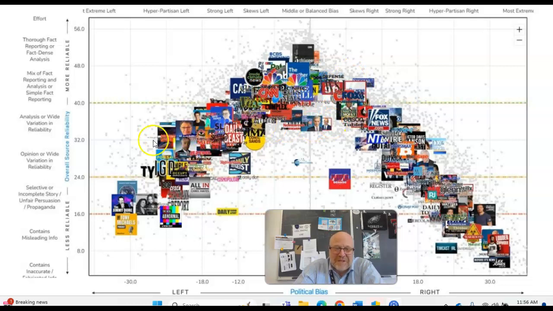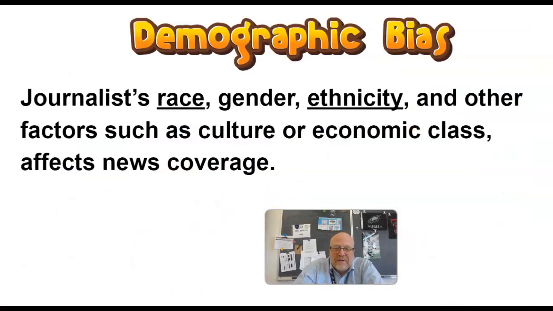So there are things that we need to look at. Demographic bias. Journalists' race, gender, ethnicity, or other factors, including their cultural background, economic class, can impact their news coverage. And we talked about blind spots earlier in class. We all have them. These are some of these blind spots. You might not realize. You just have to keep them in mind. Again, we're talking about journalists, what to look for when we write things, when we talk about things, when we make up our own ideas on topics. Keep these things in mind to try to limit the amount of bias we have.